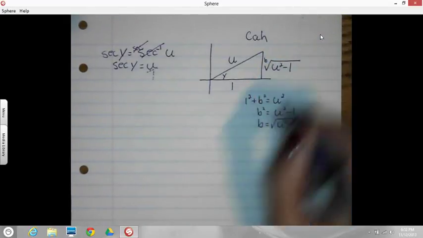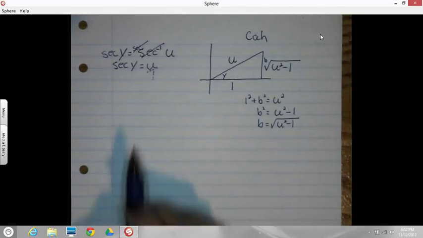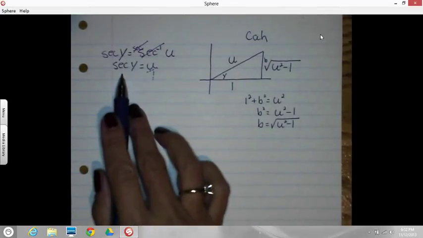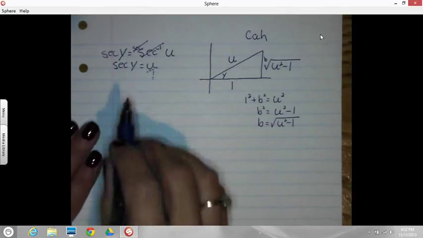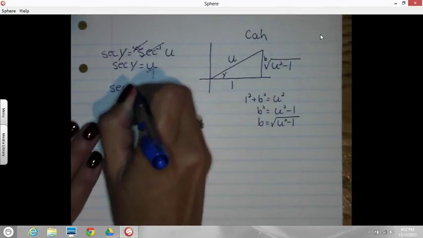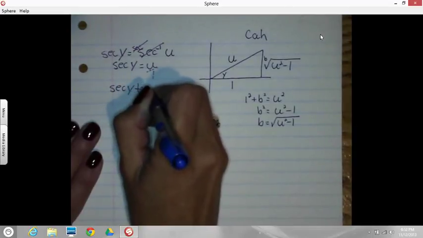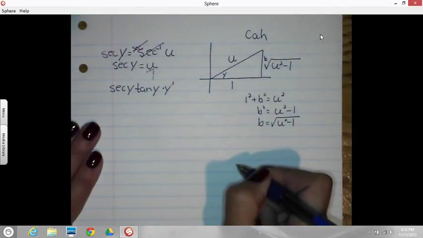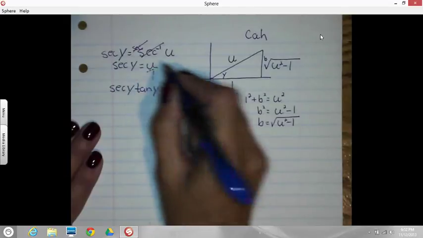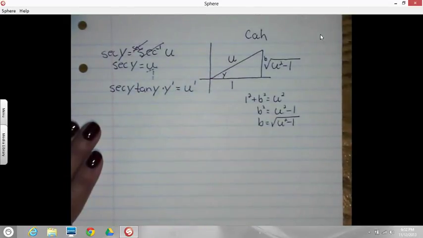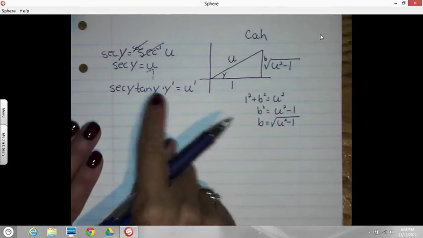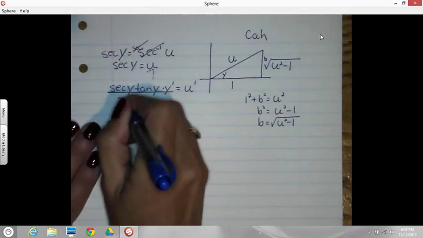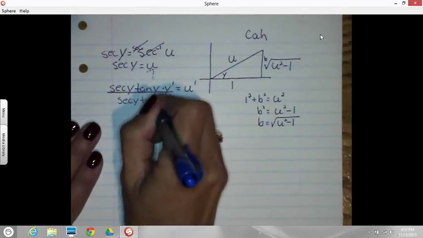Okay, so get rid of inverse, sketch a triangle, take the derivative. So derivative of secant is secant of the angle times tangent of the angle times the derivative of the angle, which is y prime, 1 y prime. Derivative of u goes to u prime. Now solve for y prime. So you want to kick both of these to the other side, and you do that by dividing by secant tangent.